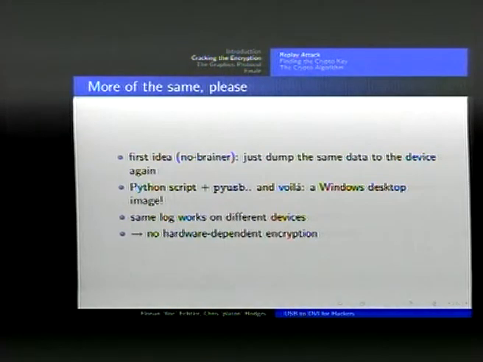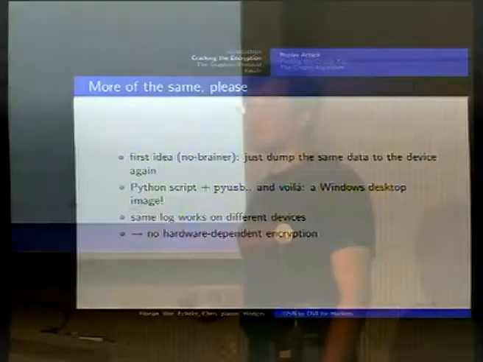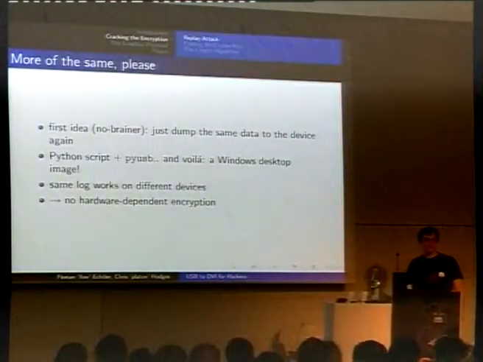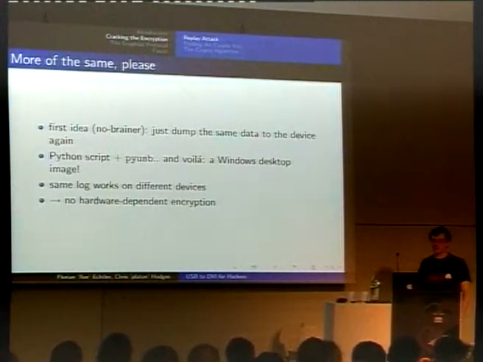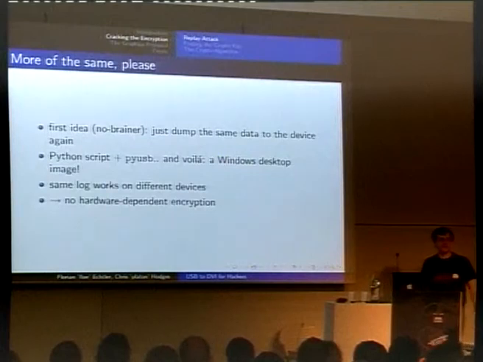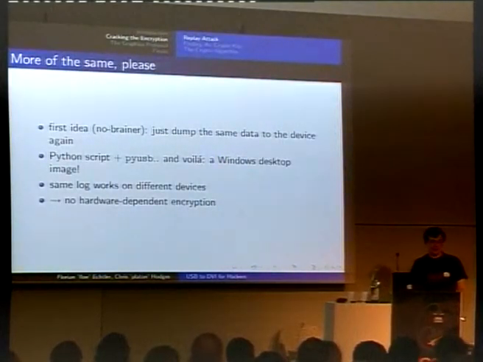The first idea is pretty simple. We just took the log, wrote a Python script to dump this to the device again, and we did this with the first initialization sequence, and what we got was a static Windows desktop image. So this already allowed us some conclusions. As the log worked on different devices, it looked like the encryption wasn't hardware dependent in any way. So crack one device and you've cracked all of them, which is, of course, a bonus.